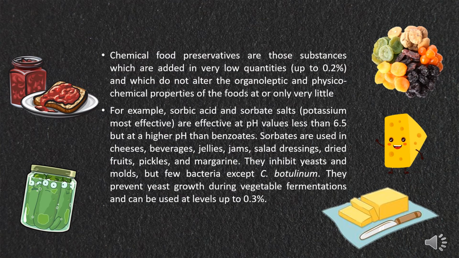Next, chemical food preservatives are substances which are added in very low quantities, up to 0.2%, and which do not alter the organoleptic and physicochemical properties of the foods, or only very little. For example, sorbic acid and sorbate salts, of which potassium sorbate is the most effective, are effective at pH values less than 6.5, but at a higher pH than benzoates.